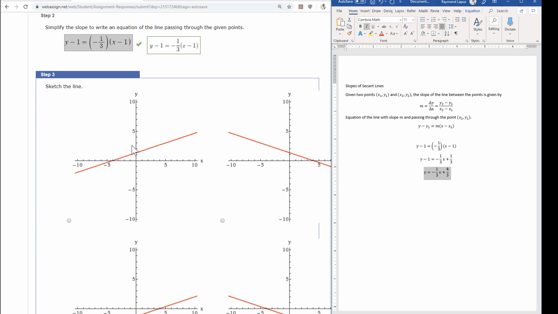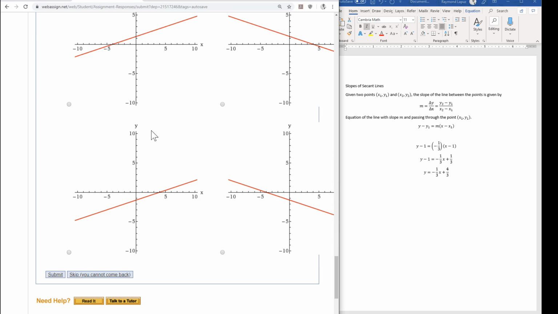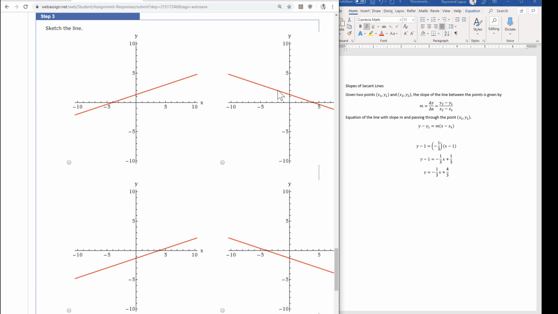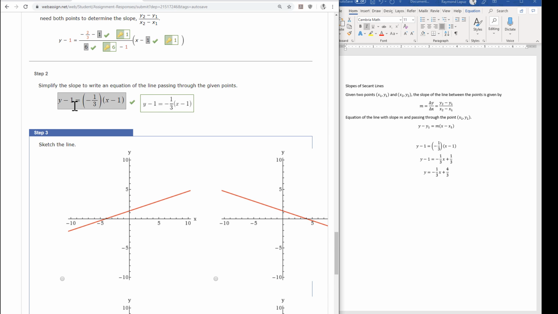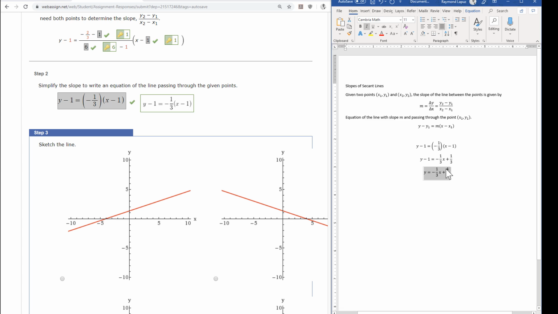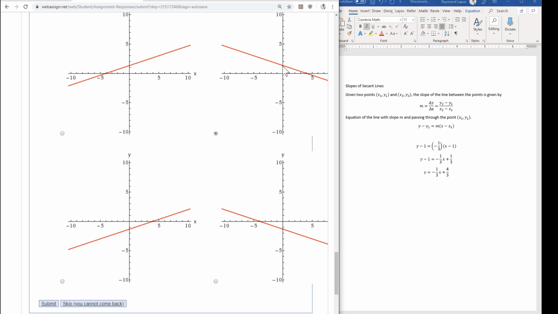Okay, the last part is to sketch the line. The line has a slope that's negative 1/3. So it's going to be decreasing, so it's going to be one of these two possibilities on the right side. And then we can find the y-intercept. Well, fortunately we found it here. It looks like the y-intercept is positive 4/3. So if you look at where these things cross, this one crosses at positive 4/3.